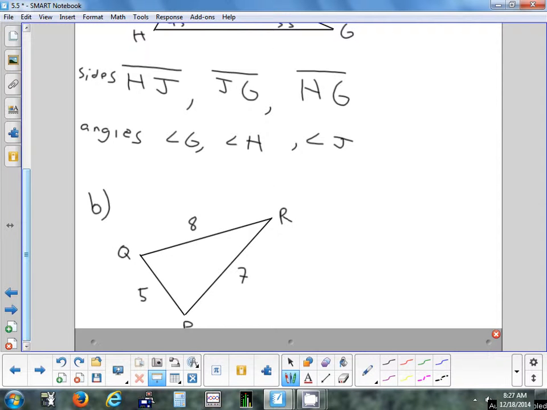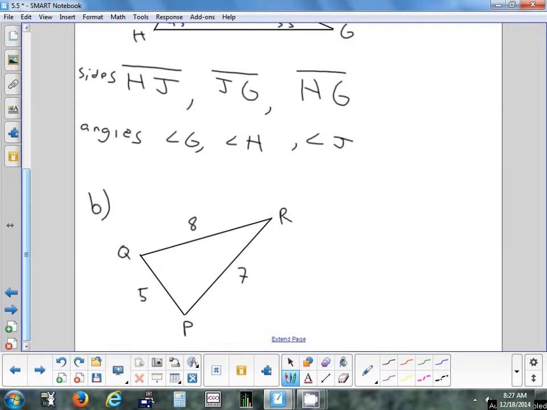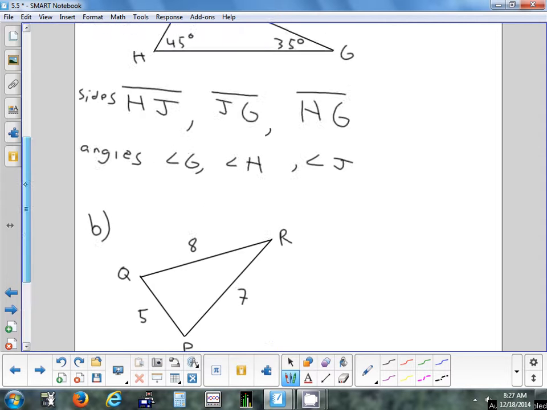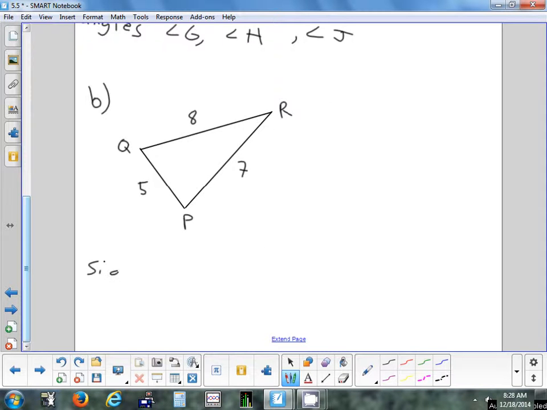Okay, let's try this one. This time, instead of giving you your angles to start with, you're using your sides. So this is the other theorem. But it's the same idea. Let's start with our sides. Okay, Nick, what's my longest side there? All right, you know what? We'll start with shortest. What's my shortest? QP. Yep.